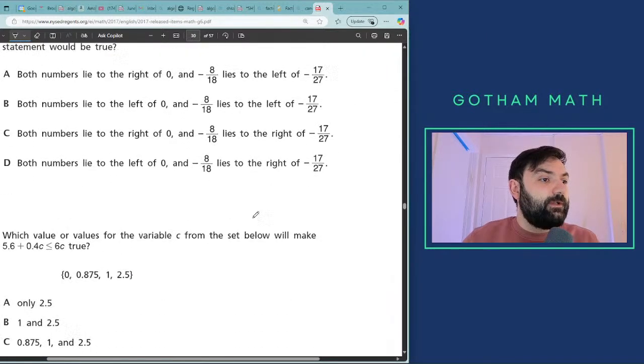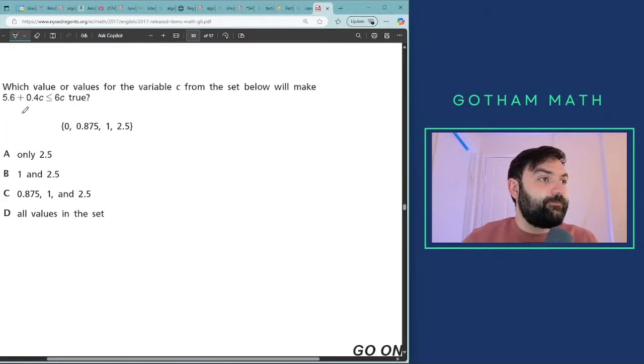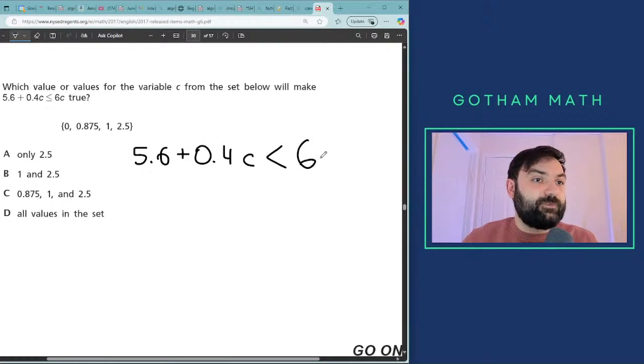39. Here. Which value or values for the variable c from the set below will make this true? All right, exactly the same type of question as we solved in the beginning of the test with the inequality. It's just this inequality is harder. That's all. But the idea is that we have to solve it first is the same. If you see an inequality, most likely you have to solve it.